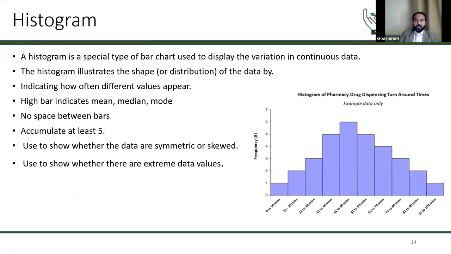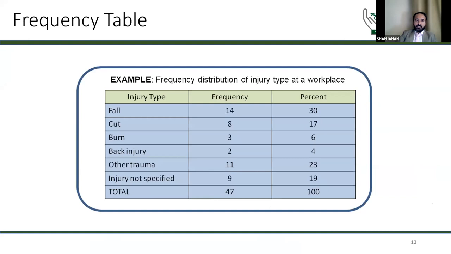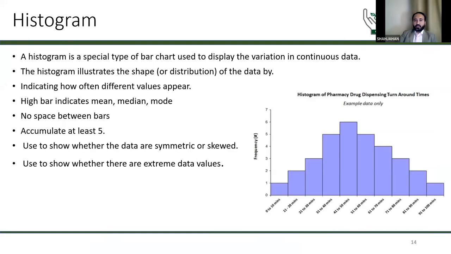Now from this slide, we are starting to display numerical data. Previously we used the pie chart and the bar graph for categorical data. But for numerical data, we use the frequency table and then the histogram. A histogram is a special type of bar chart used to display the variation in continuous data. The histogram illustrates the shape or distribution of the data by indicating how often different values appear.